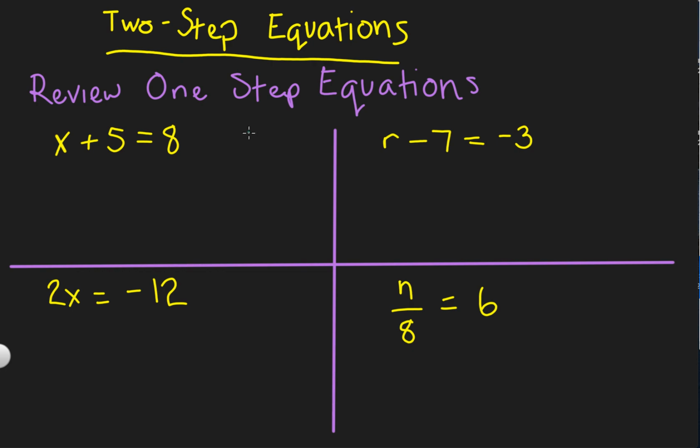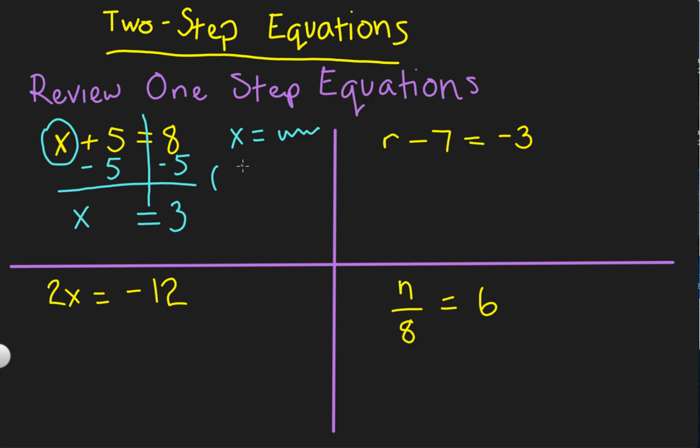So in the first example, remember our process was to separate the equation onto two sides. We find the variable, and review that our goal is to get the x by itself. So we want x equals everything over here. In order to move the plus 5, we do the opposite to both sides. So we subtract 5 from both sides, and this leaves us with x is equal to 8 minus 5, or 3. Remember to check.